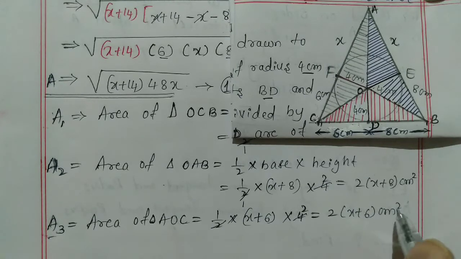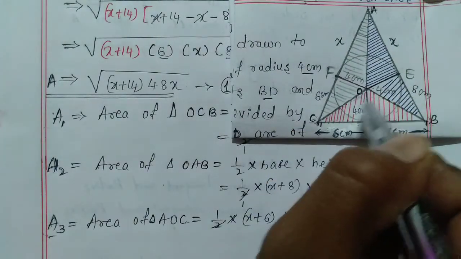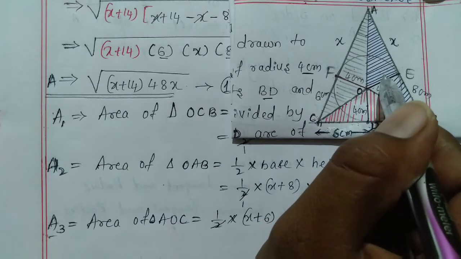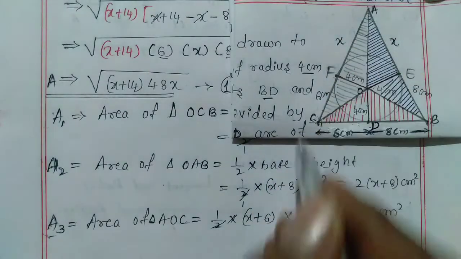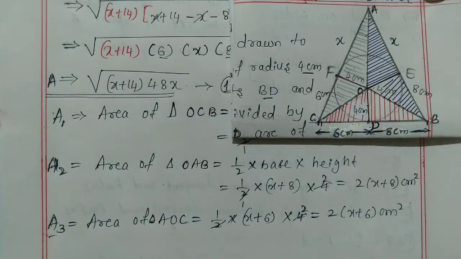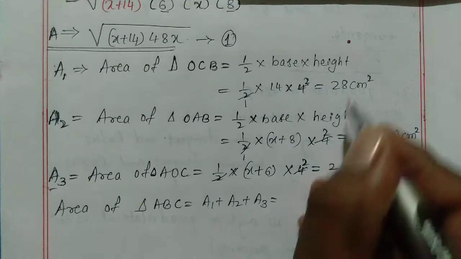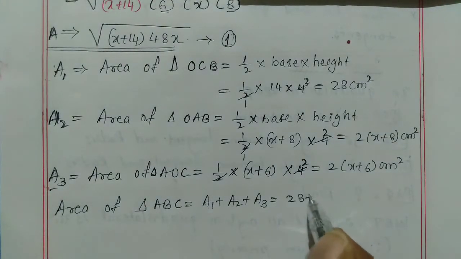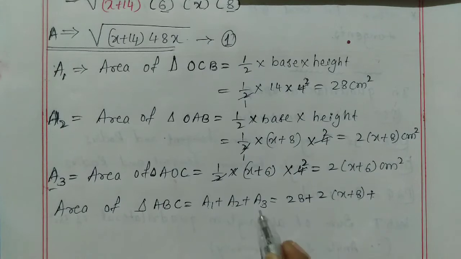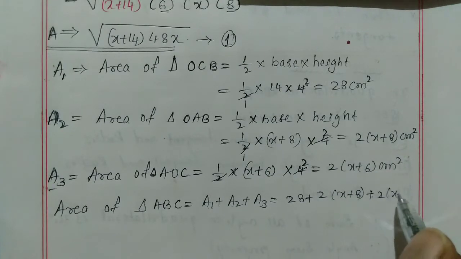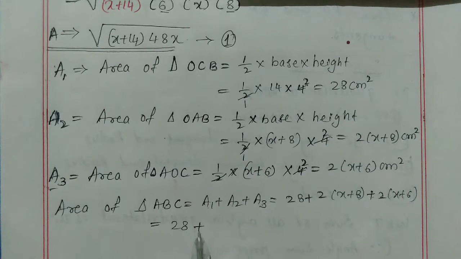Okay, so next I will add A1, A2, A3, means area of this triangle 1, area of this triangle 2, area of this triangle 3, A1 plus A2 plus A3, then I will get the area of triangle ABC. So I will write here area of triangle is equal to A1 plus A2 plus A3. A1 we got here 28, plus A2 is 2 into x plus 8, and plus, I will write as it is, A3 means 2 into x plus 6. Okay, so next I will simplify. So I will write this one as 28 plus as it is.